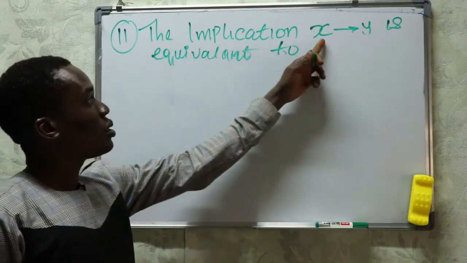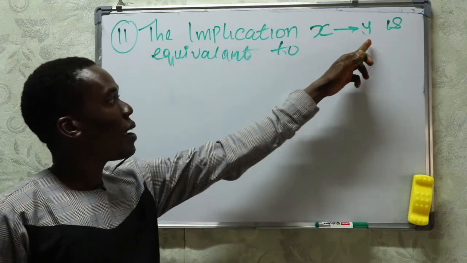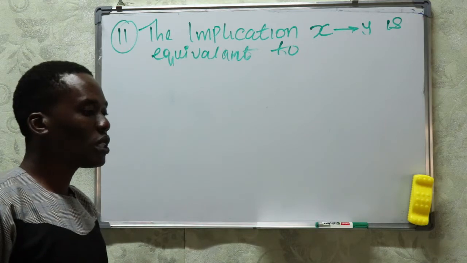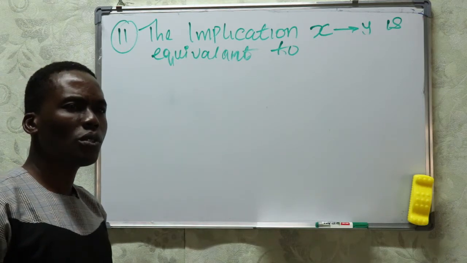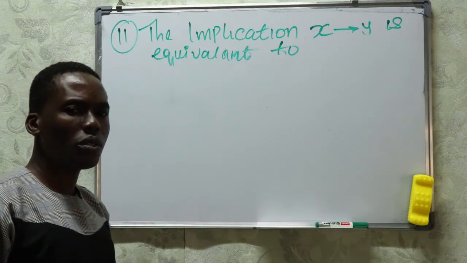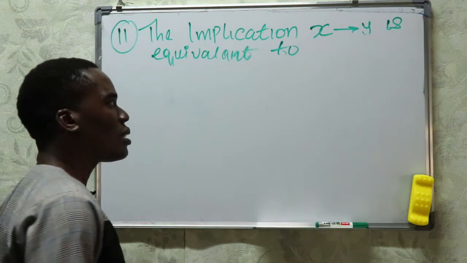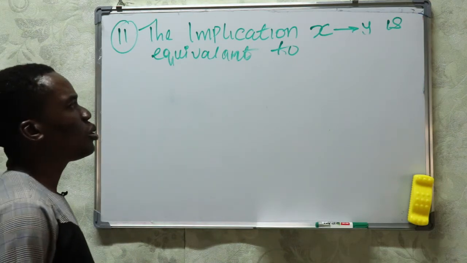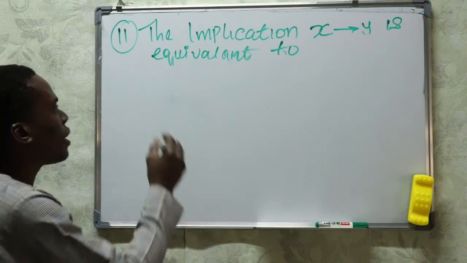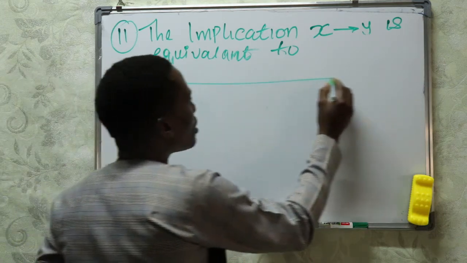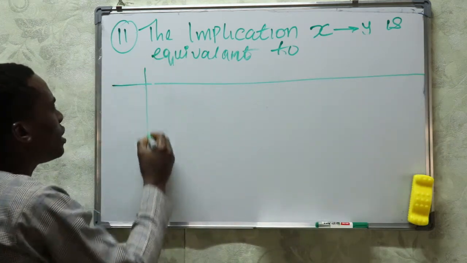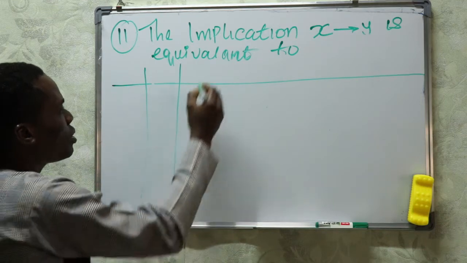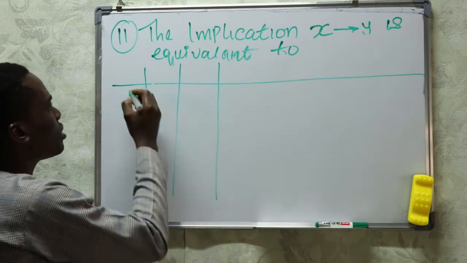The implication x, y is equivalent to what? We are given several options in that question. Now let's look at how we can draw the truth table for x and y. It's going to be a lengthy solution. Let's look at how we can get the truth table.